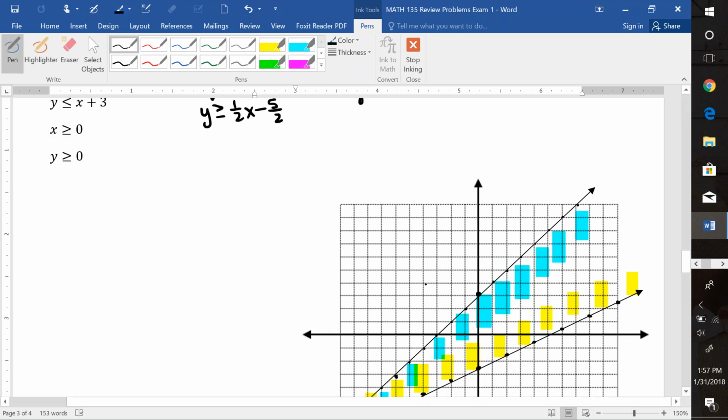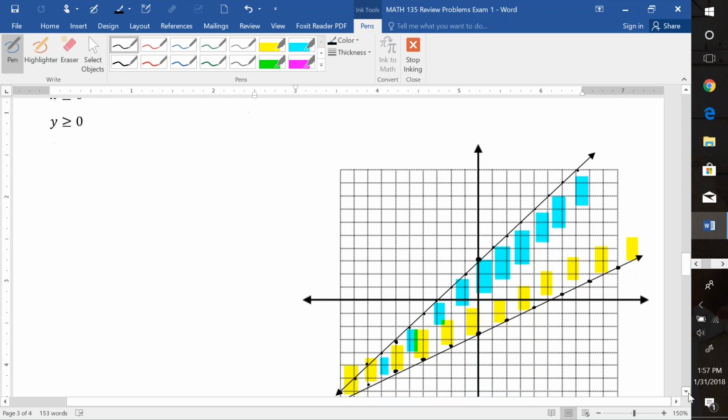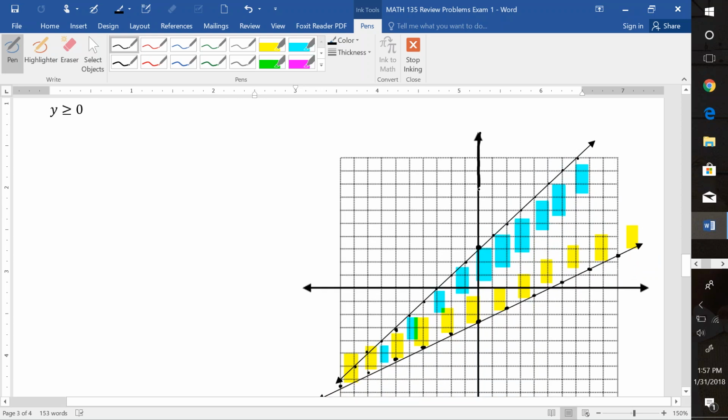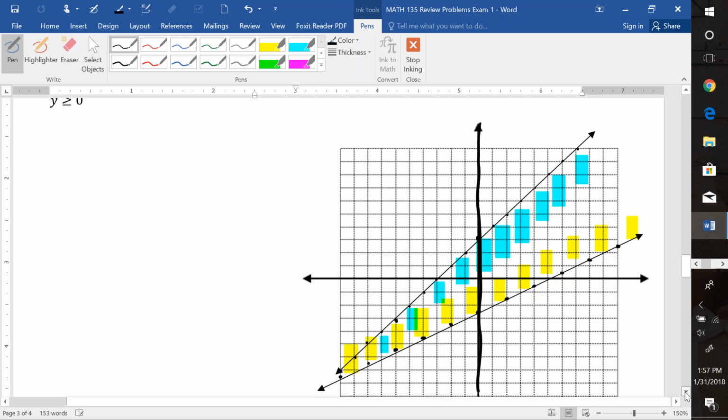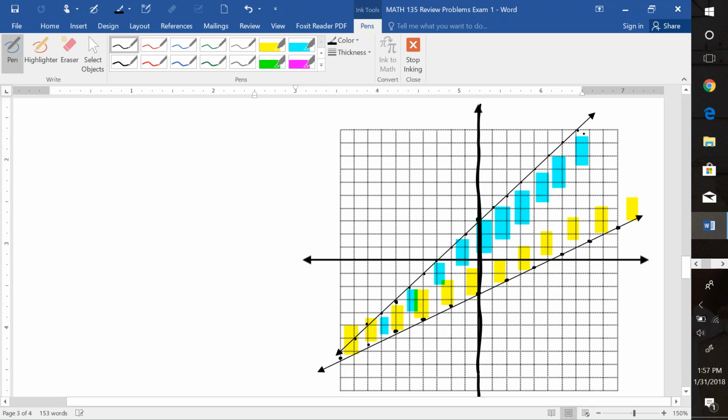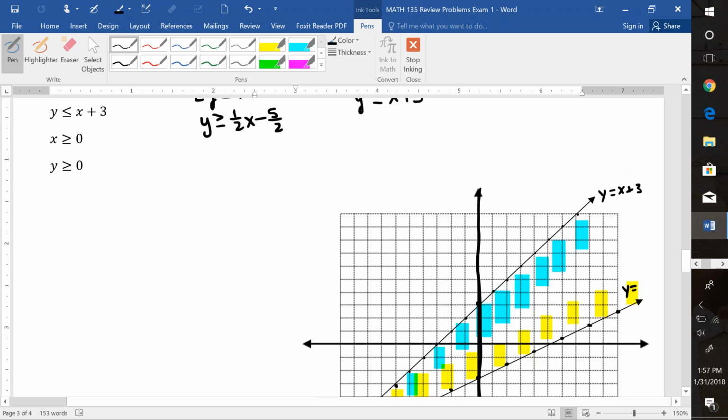x is greater than or equal to 0 is a vertical line right through the y-axis. And it says greater than or equal to, so I'm going to go ahead and label all these. This was y equals x plus 3. This was y equals 1/2 x minus 5/2. And this is x equals 0. And then for this one, we're supposed to be graphing to the right of it. It says greater than, so that means this way.